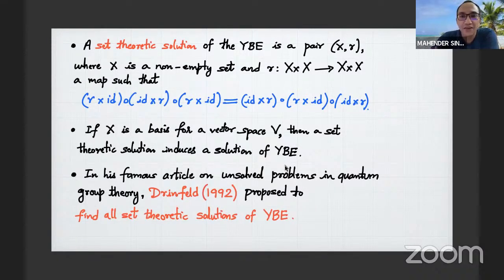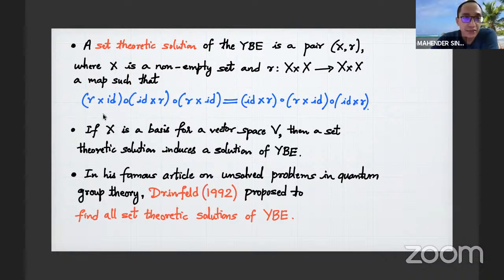Okay, so what is a set theoretic solution of the Yang-Baxter equation? It is a pair (X, R) where X is a non-empty set and R is a map from X cross X to X cross X such that this equation holds. So R times identity composed with identity times R composed with R times identity is the same as the role of the two operators interchanged: identity times R composed with R times identity composed with identity times R. Okay, so this is a set theoretic solution. As we can see, now the tensor product has been replaced with the Cartesian product, a little easier to handle.